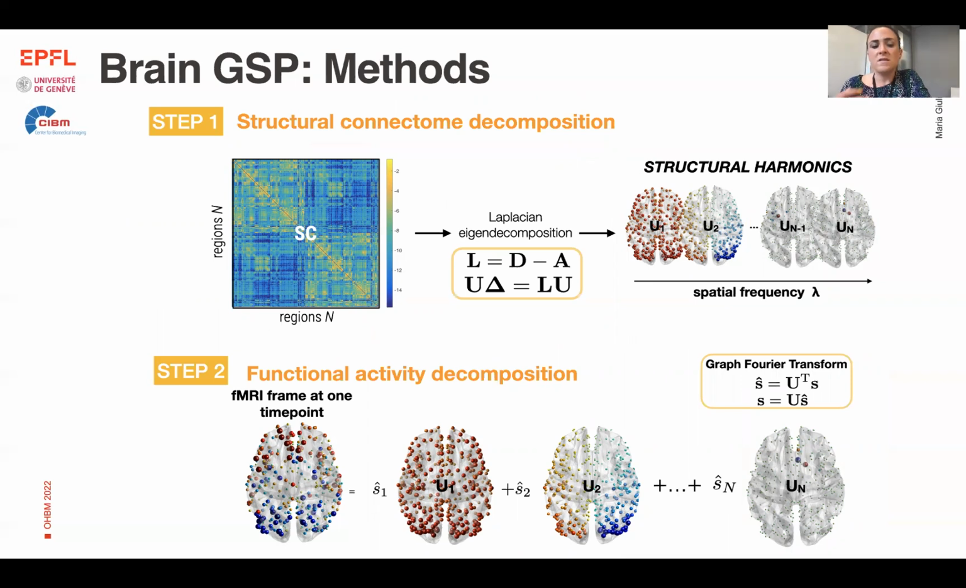So in other words, we take one fMRI frame and we explain it as a linear combination of structural harmonics. We estimate these coefficients, as hat, that correspond to the weight of each structural pattern that is present in the fMRI signal at each time point.